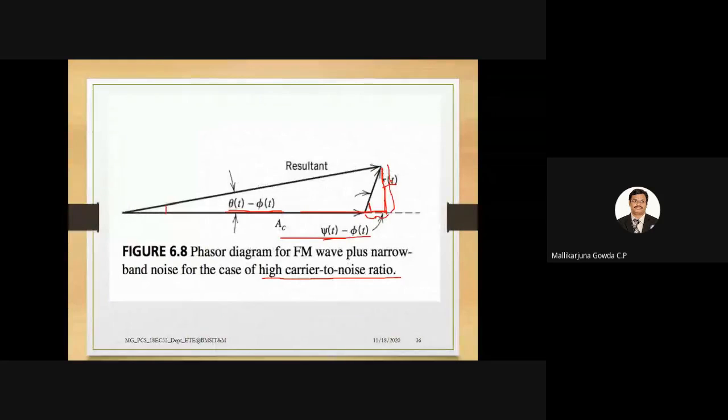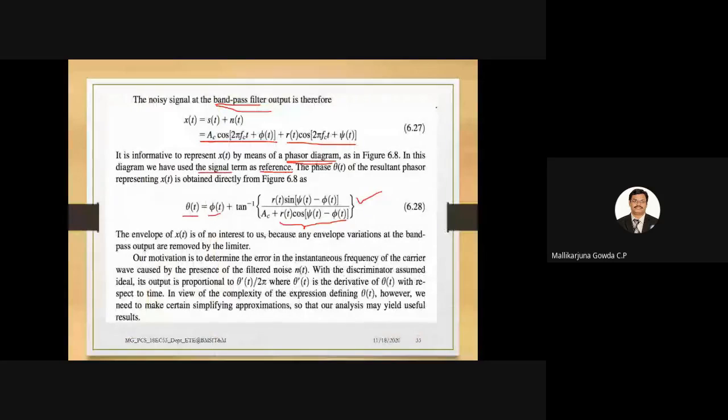This is the component AC, the signal component, the carrier. As I said, the horizontal one will be R of t into cosine of this angle, psi of t minus phi of t, and the vertical one is R of t into sine of psi of t minus phi of t. So theta of t will be equal to phi of t plus tan inverse of R of t into sine of psi of t minus phi of t divided by AC plus R of t cosine of psi of t minus phi of t.